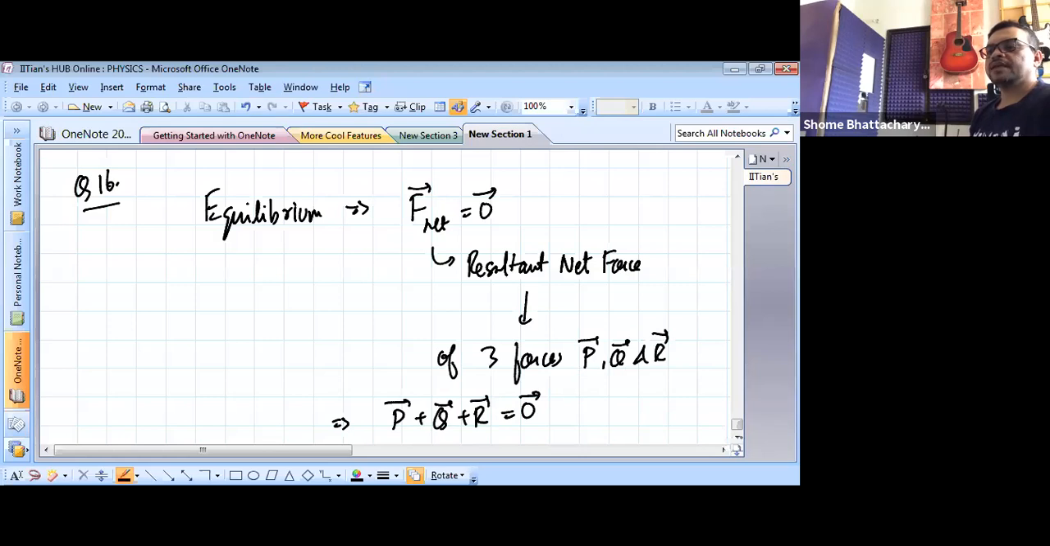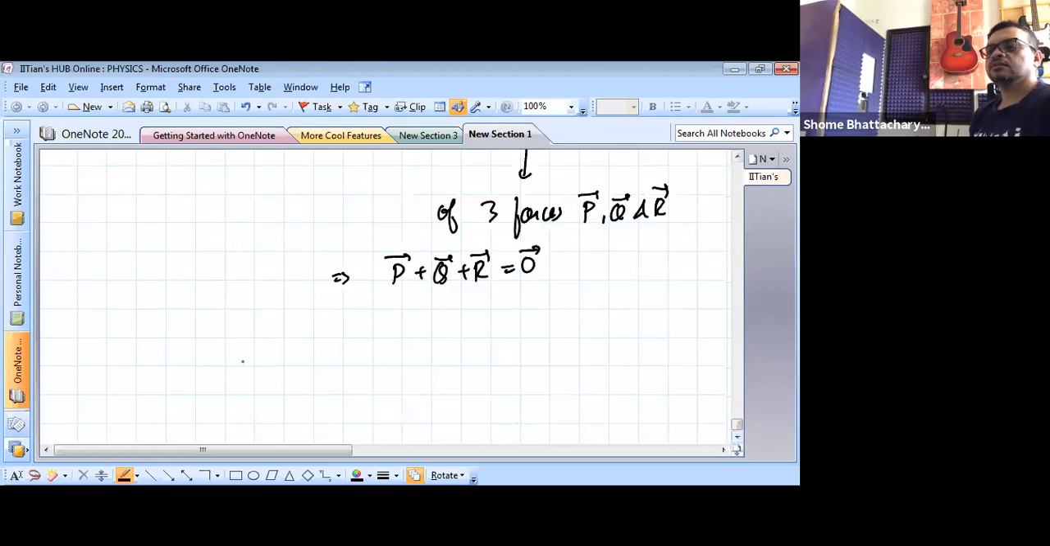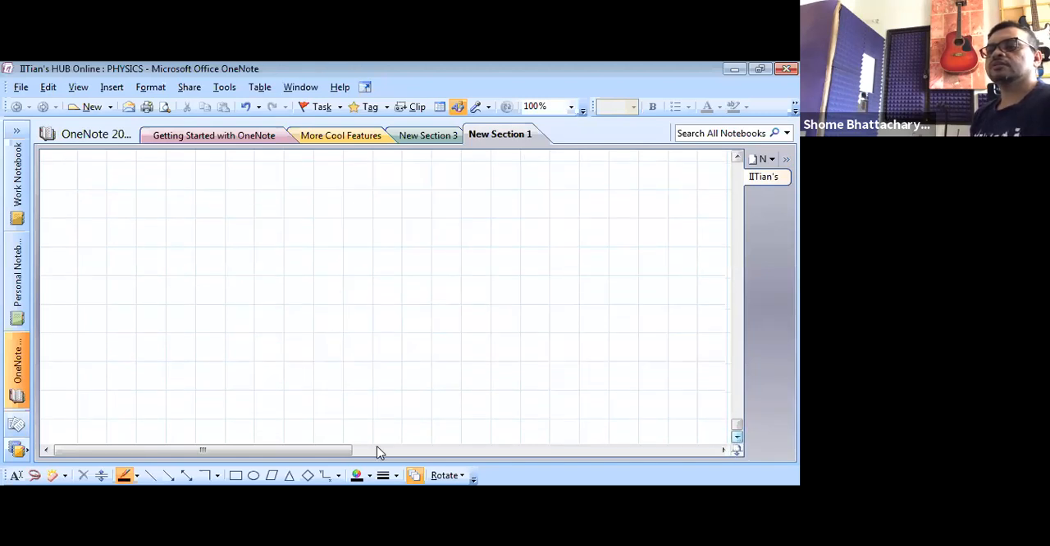And they are at an angle of 120. P and Q are at 120 degrees. Q and R are at 150 degrees. So we can interpret this in two ways. One is that if you draw P, Q and R head to tail, you will see that they have to form a shape like this. They have to form a closed triangle.